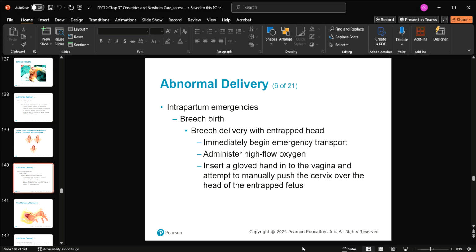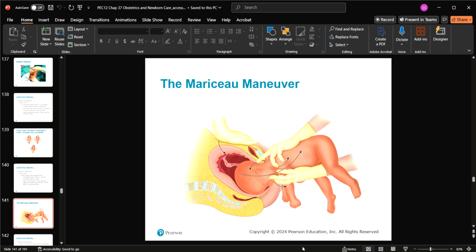And here's another thing, when we talk about rapid transport on your exams, especially in National Registry, this is off topic, but important here. When we're talking about rapid transport, they're talking about lights and sirens. So when we're talking about emergent transport, lights and sirens.